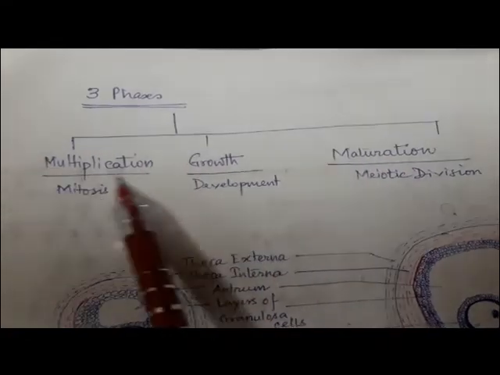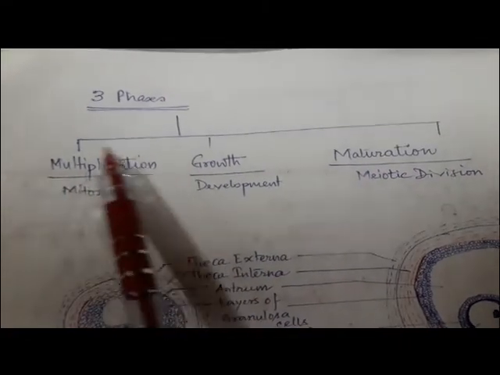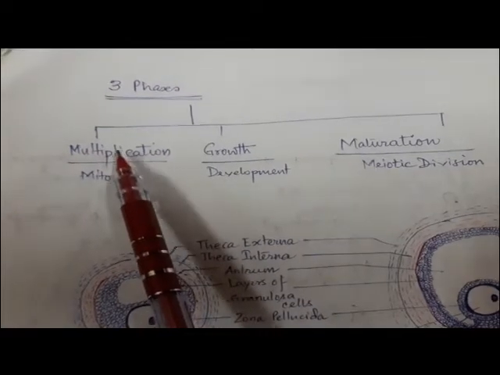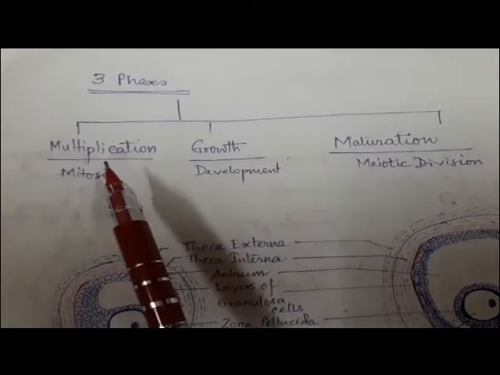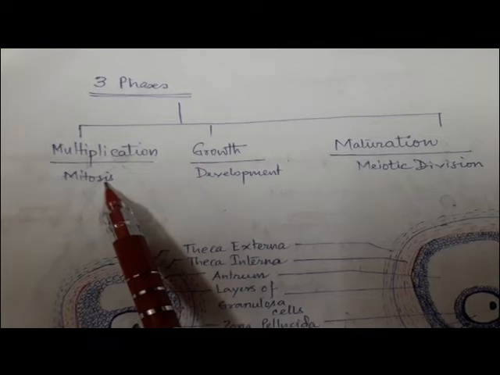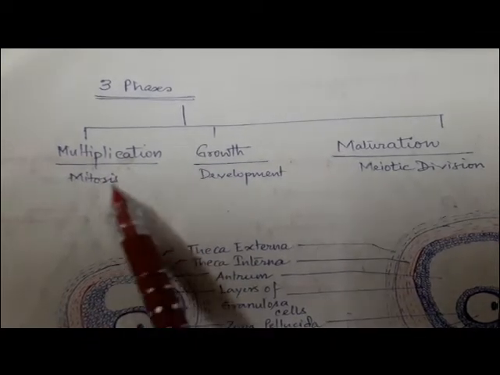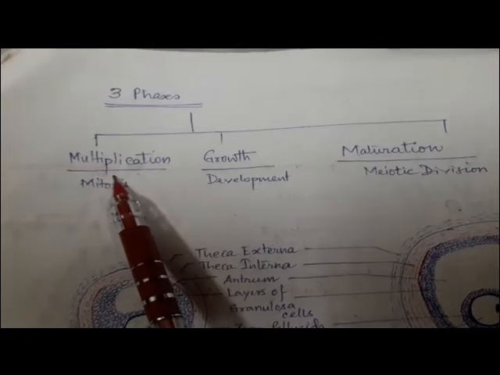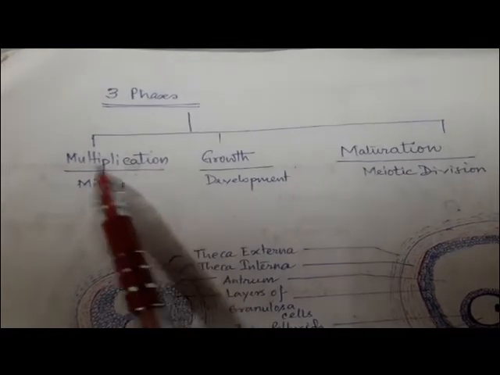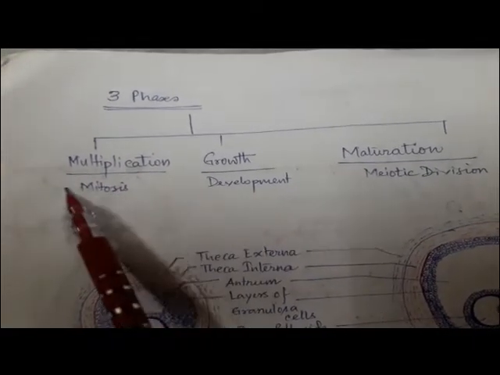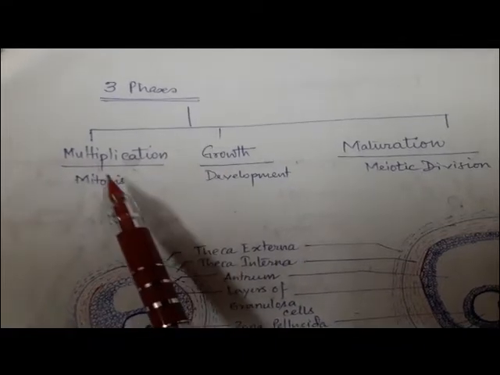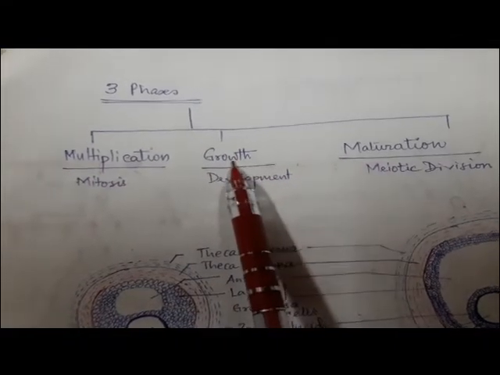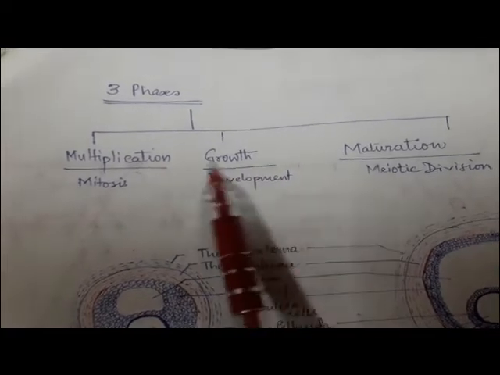Multiplication is the phase where the germ cells, which are diploid, multiply mitotically. So mitosis continues in the primary germ cell, which is diploid, and finally those cells form oogonia. Now this oogonia undergoes the second phase, which is the developmental phase.